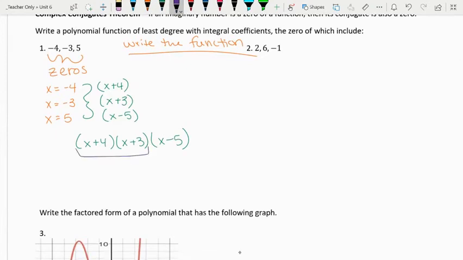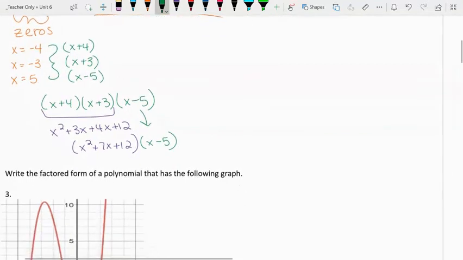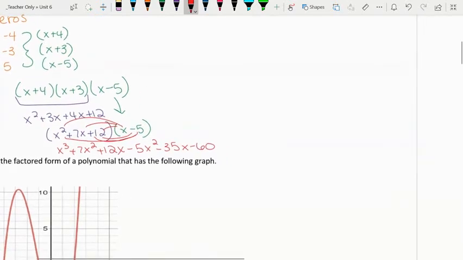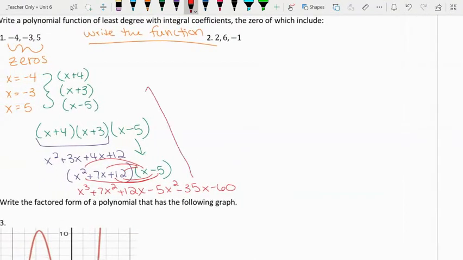If we FOIL this first one, you would get x squared plus 3x plus 4x plus 12, which simplifies to x squared plus 7x plus 12. Now I still have this x minus 5 to account for, so we distribute that as well. If we distribute the x, we get x to the third plus 7x squared plus 12x, and then distribute the 5, and we would end up getting minus 5x squared minus 35x minus 60. The only thing left to do is simplify it.